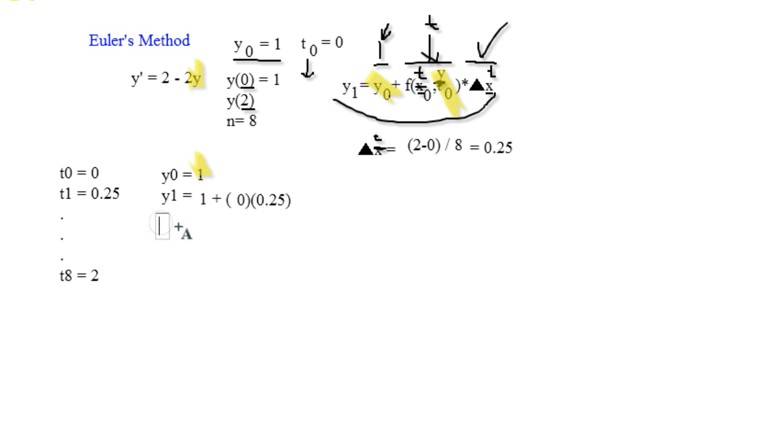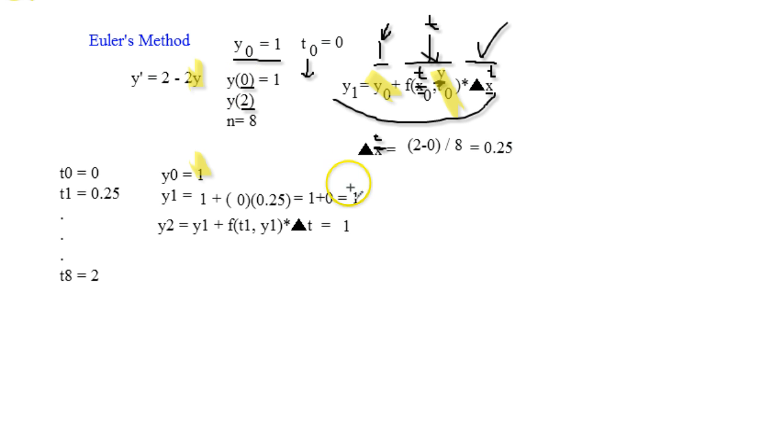Now for the next one, y sub 2, what I'm going to do is that's going to be y sub 1 plus the function at t sub 1, comma, y sub 1 times delta t. So this is going to turn into y sub 1. Now, the answer I got up here was 1 plus 0, which is just 1. So that's pretty straightforward. I'm going to plug that 1 in right here.